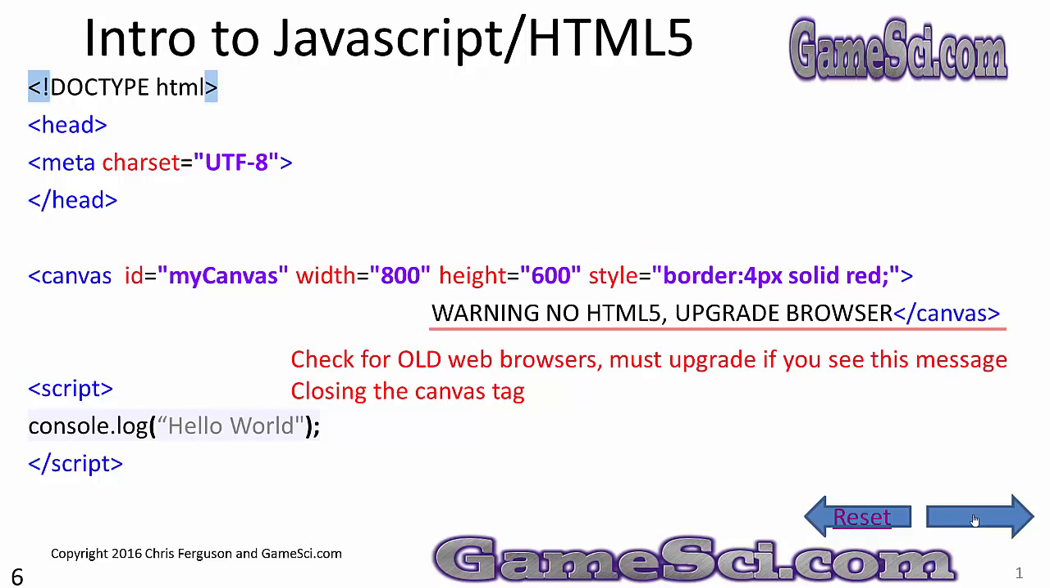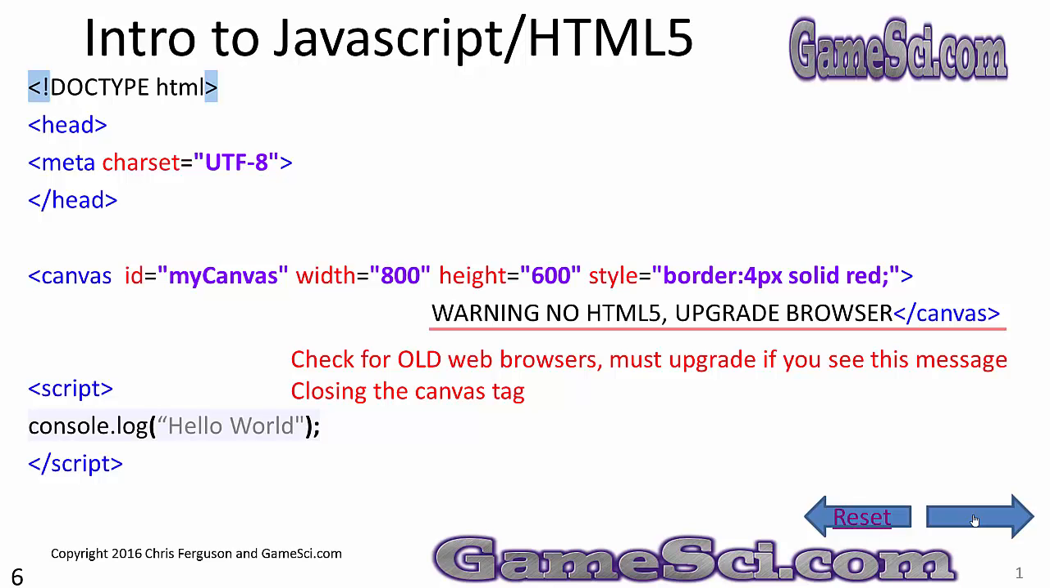Here's a check for old web browsers. If you put it between the canvas tag and it does not support the canvas tag, this warning message, no HTML5 upgrade browser, will show up. And there's no way around it. You have to upgrade this if you see this message. You must install an upgrade to the latest version of Firefox or the latest version of Chrome. You have to install a web browser upgrade if you see this message.